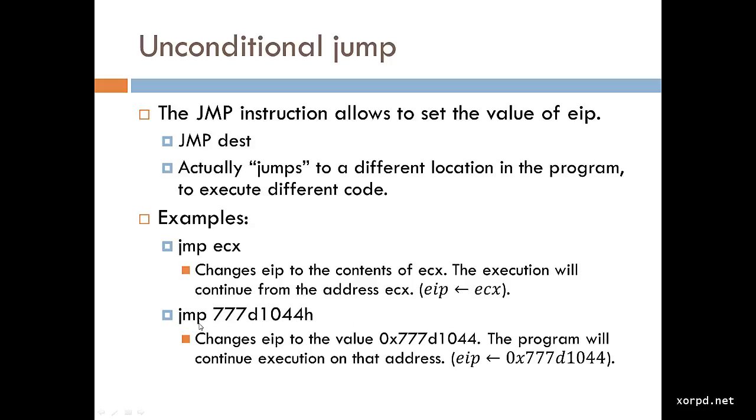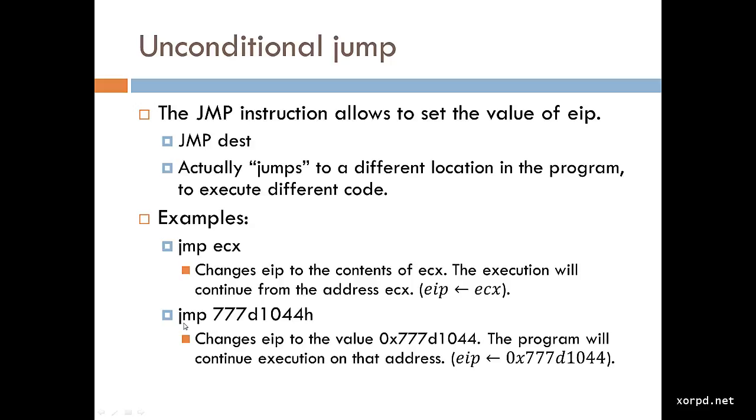Another example. Jump and then this base 16 number, this long number. This instruction changes EIP to this new value, some arbitrary location in memory. The program will continue execution on that address. In a bit of a different formulation, we assign this number inside EIP.